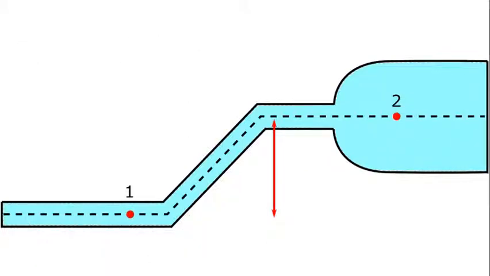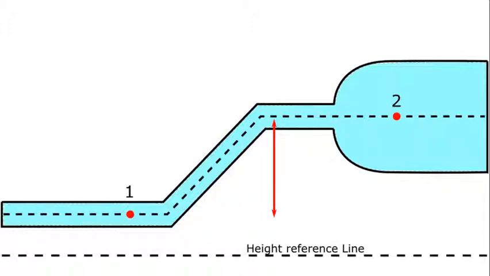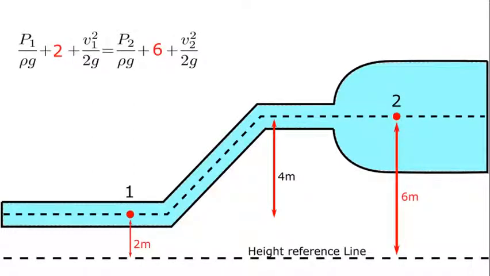When calculating the static head at a location, we do this by measuring its distance from an arbitrary height reference line. We can really place this line at any height we want, and the static heads will simply be measured as a distance from this line. So let's say we place this line 2 meters below location 1. The left-hand side value of our equation would be 2 meters, and the right-hand side 6 meters. And we can simply put these values into our equation, as you can see top left.